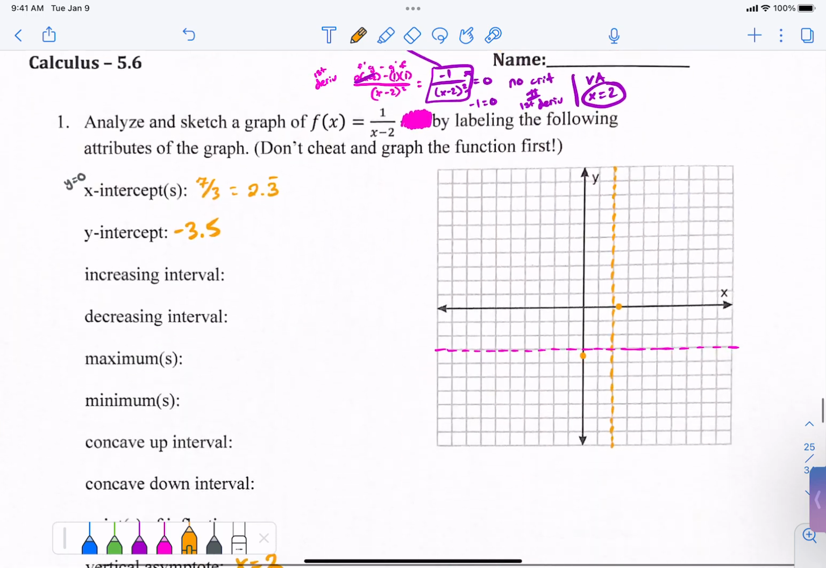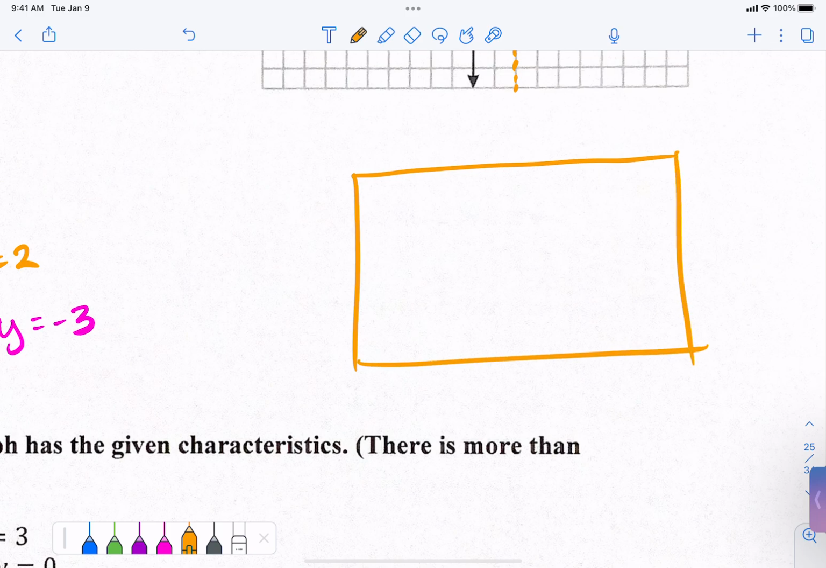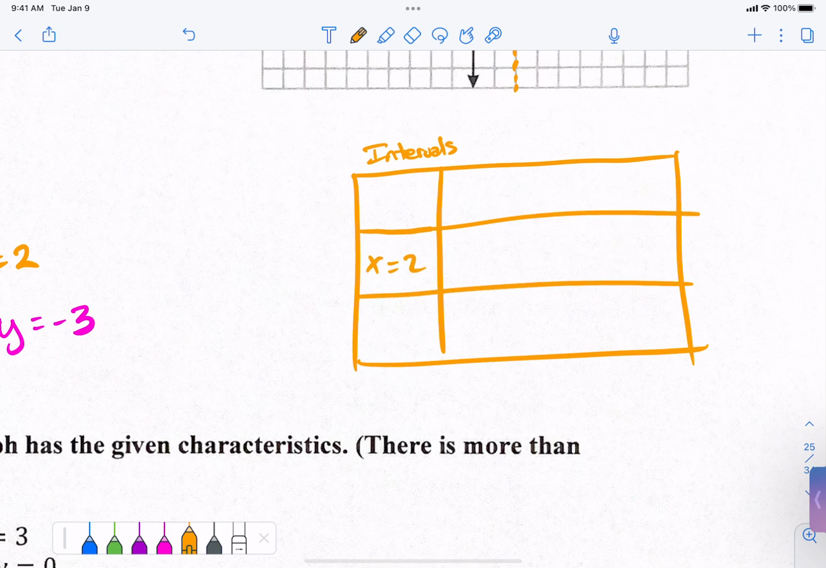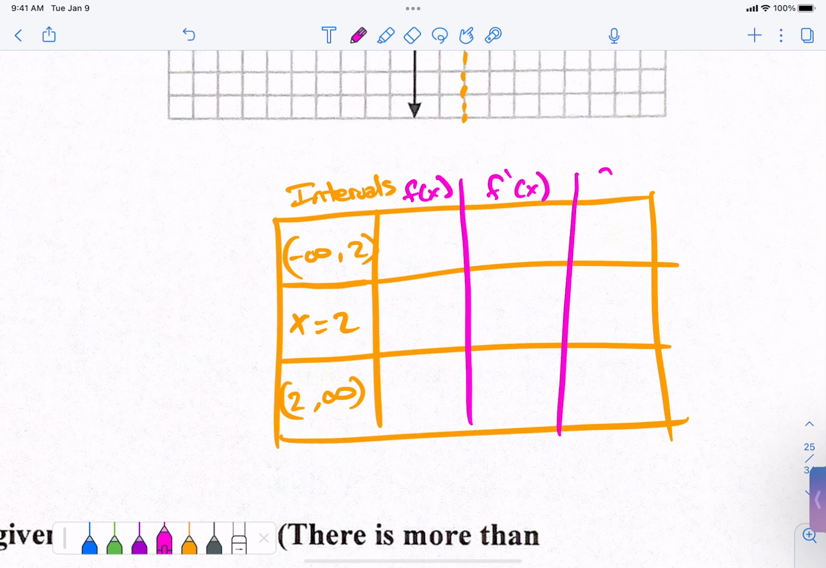Here we go. Let's do a table here. Okay, here's my table, and I'm going to put my test intervals here. I'm going to do 3 rows because x equals 2 is going to be my little guy right there. We're going from negative infinity to 2, and from 2 to infinity. Let's do f of x, f prime of x, and f double prime of x. And then let's do characteristics over here. I made my table not long enough.